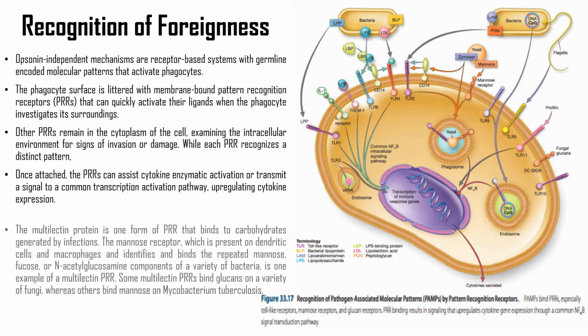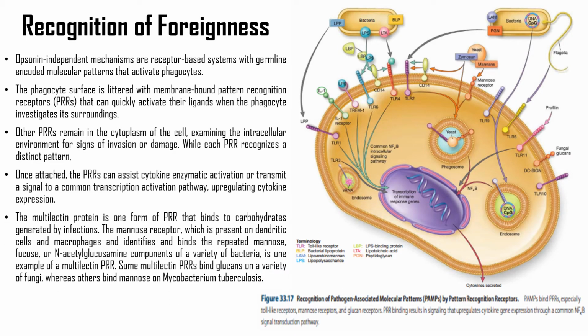cytokine expression. The multi-lectin protein is one form of PRR that binds to carbohydrate generated by infection. The mannose receptor, which is present on dendritic cells and macrophages, and identifies and binds the repeated mannose, fucose, or N-acetyl glucosamine components of a variety of bacteria, is one example of a multi-lectin PRR. Some multi-lectin PRRs bind glucan on a variety of fungi, whereas others bind mannose on Mycobacterium tuberculosis.